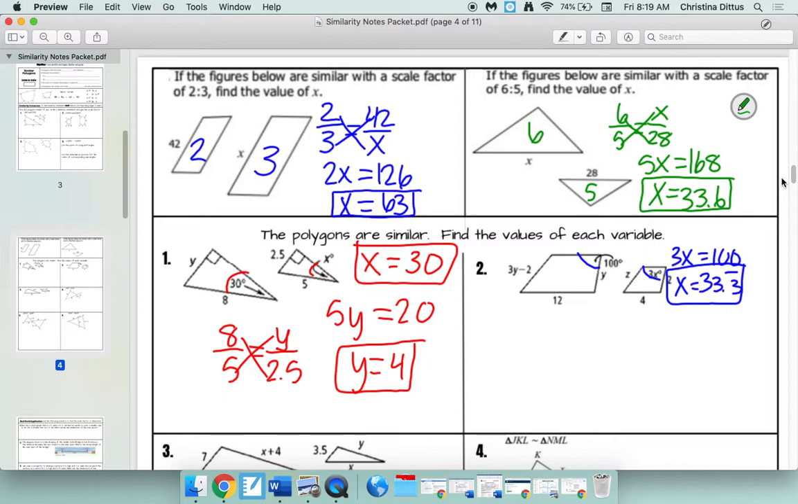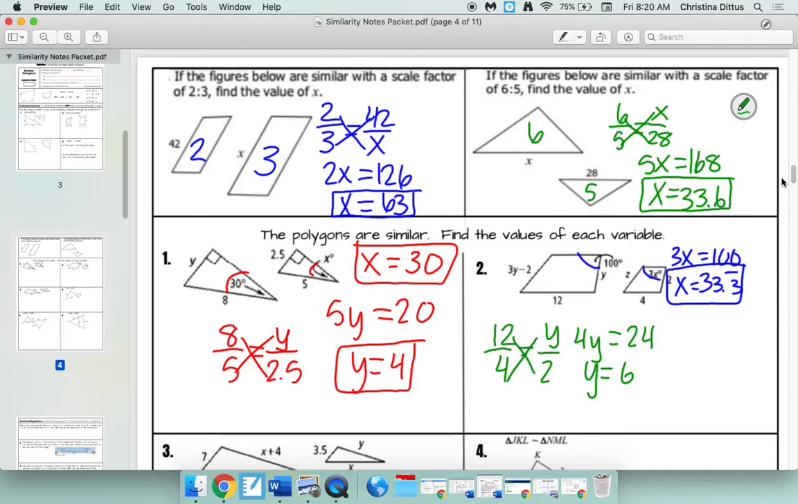When it comes to sides, you have to find two sides that match that you have both the numbers for first. So which sides match that have both numbers? 12 and 4. Notice Z matches Y, so we have to do our Y side first. What does Y match? 2. Where does Y go, top and bottom? Y over 2. Cross multiply: 4Y equals 24. Y is 6.